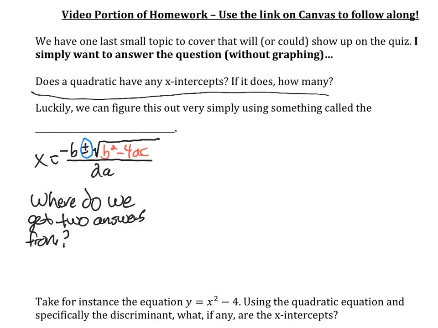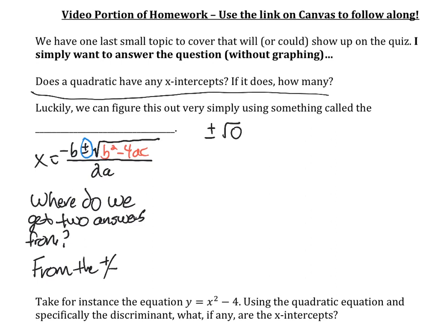It comes from the plus or minus piece, right? It's the plus or minus that gives us the two answers. So let's run through a couple scenarios. Let's pretend I have an equation where I'm doing negative b plus or minus, and what happens underneath the radical is I get plus or minus root 0. Well, whether I'm adding root 0 or subtracting root 0, you still are adding and subtracting 0.